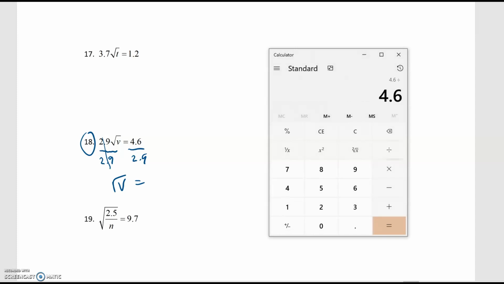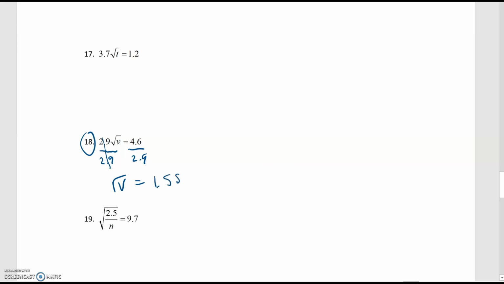4.6 divided by 2.9 is 1.586206. Now, normally you would round that to 1.5862, but I don't really need to because I'm not done yet. I'll just leave that number on my calculator. No need to clear that out. So now I've got the square root of v as 1.5862.